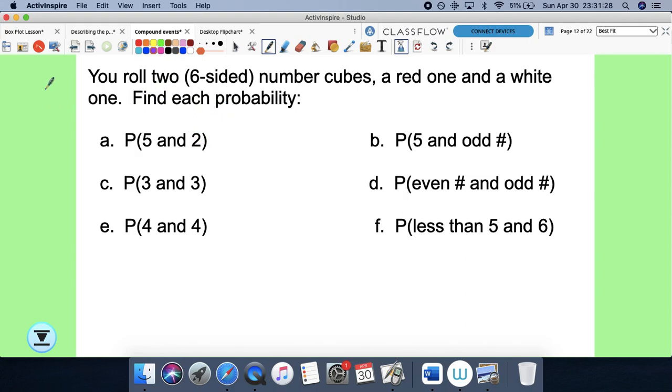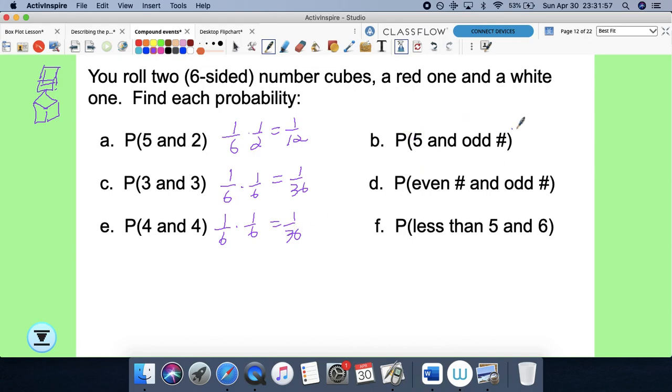You have 2 cubes. One and another one here. Okay? So a red cube and a white cube. What's the probability of getting a 5 and then a 2? Well, it would be 1 out of 6 times 1 out of 2, which is 1 out of 12. What's the probability of getting a 3 and a 3? Well, 1 out of 6 again, 1 out of 6, which is 1 out of 36. 4 and 4, 1 out of 6 times 1 out of 6, which is 1/36.